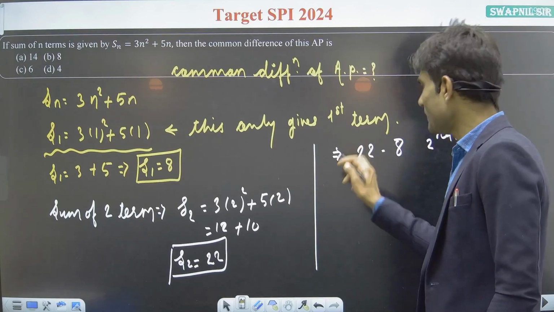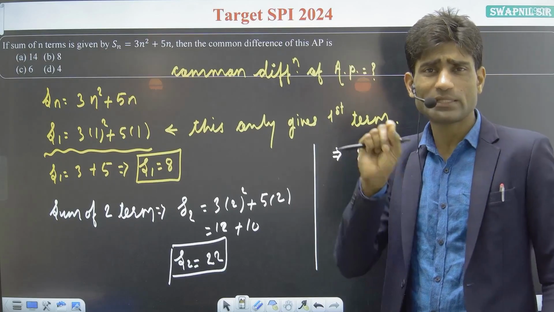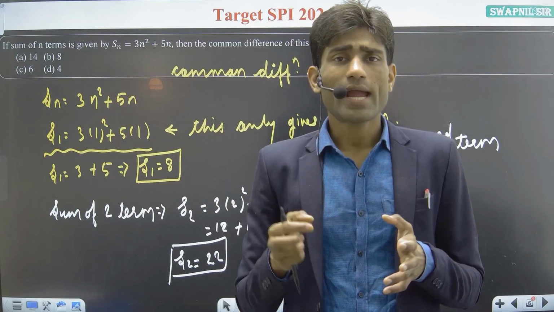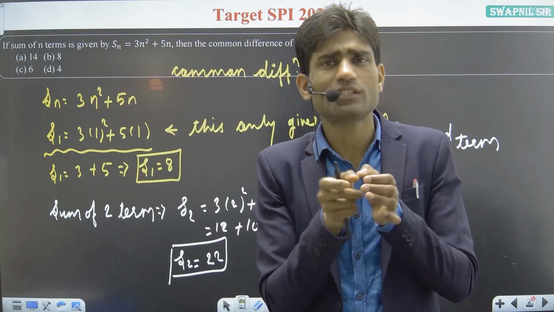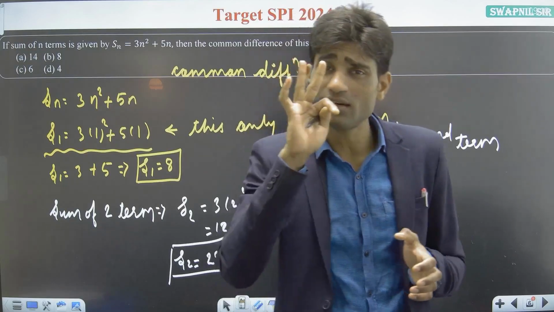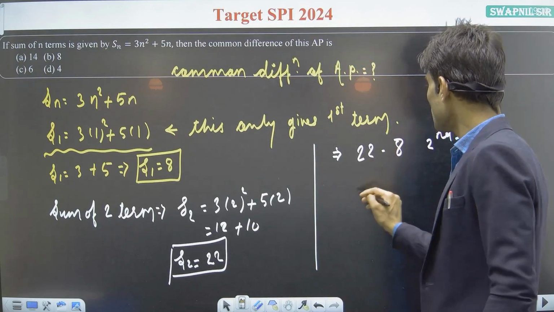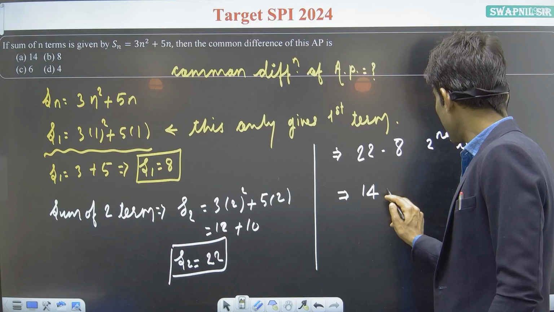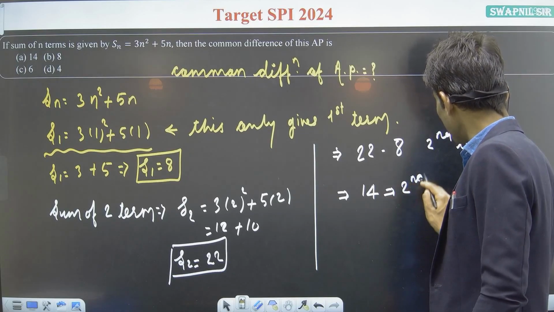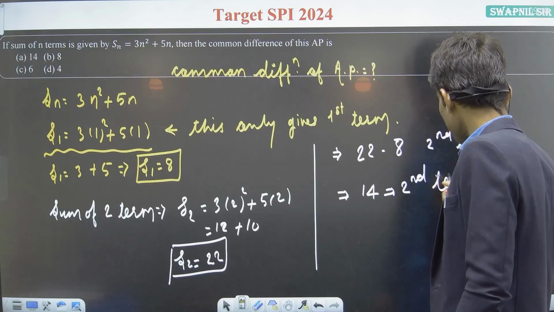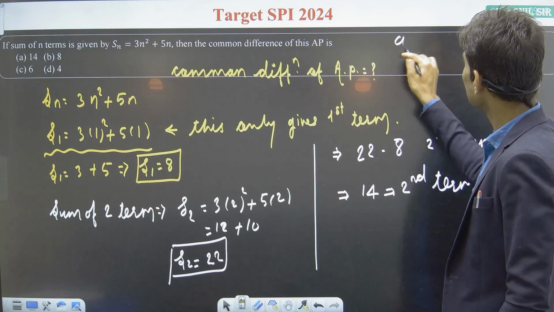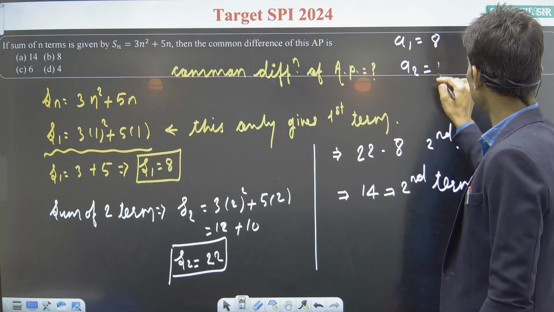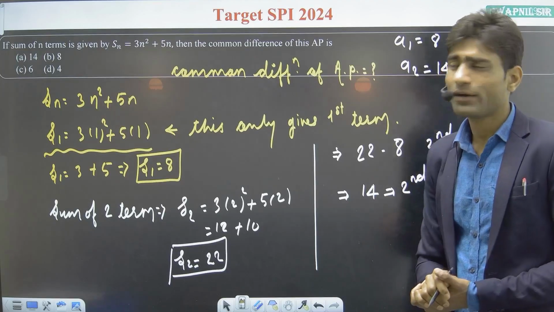So 22 is the sum of two terms, the first term plus the second term. We know the first term already, so if we remove the first term from the sum of two terms, we will obviously get the second term. So 22 minus 8, we are left with the value 14, which is the second term. So I got the first term A1 as 8 and the second term A2 as 14.